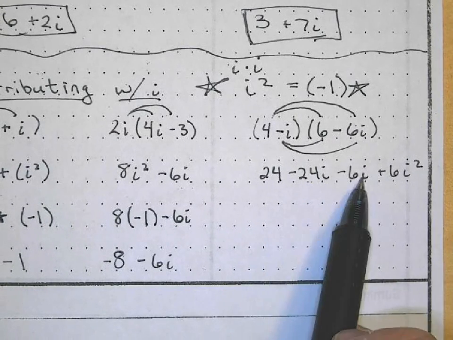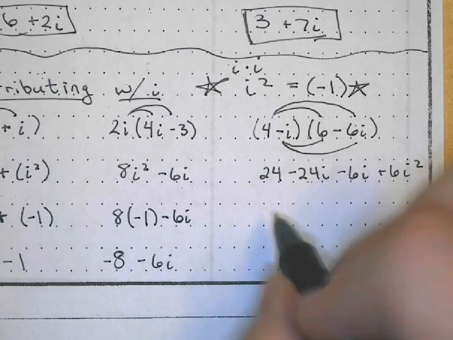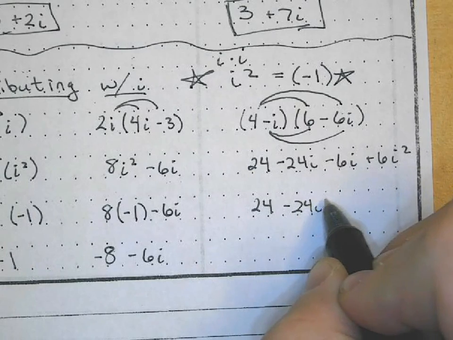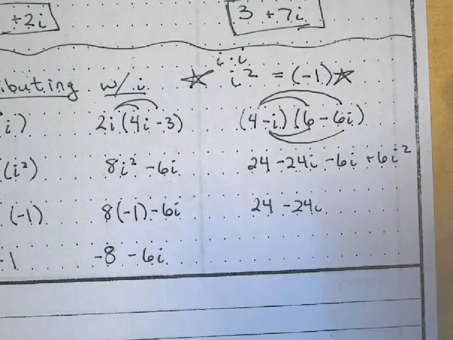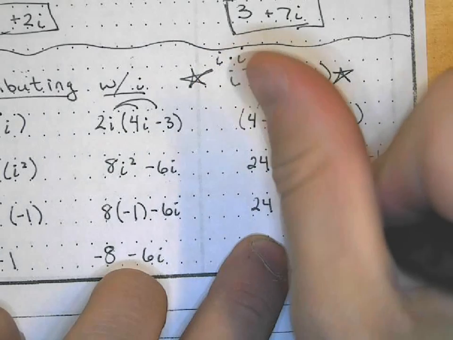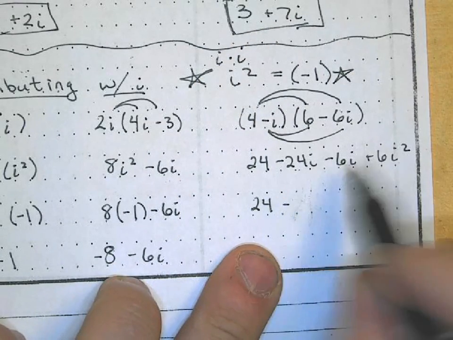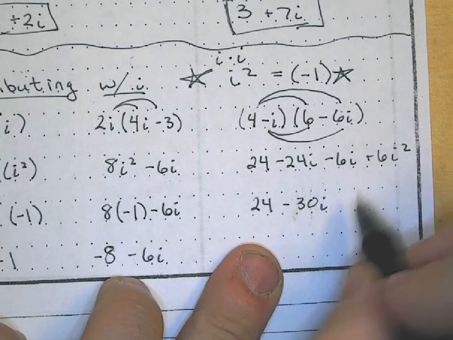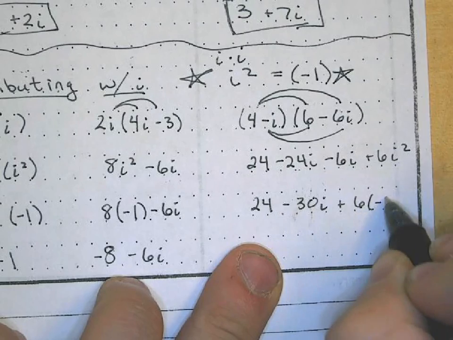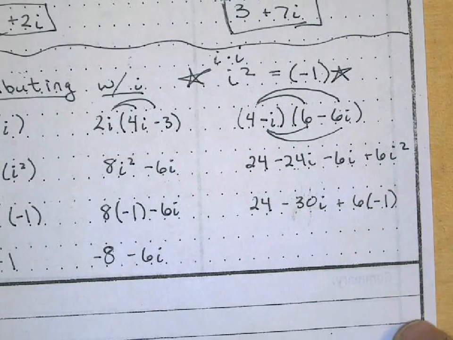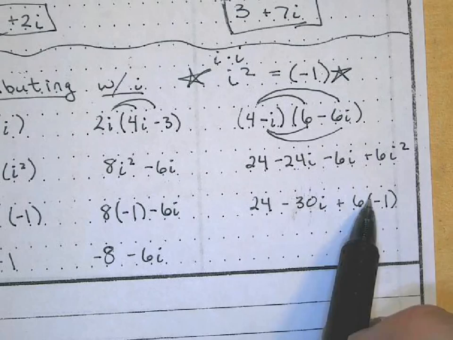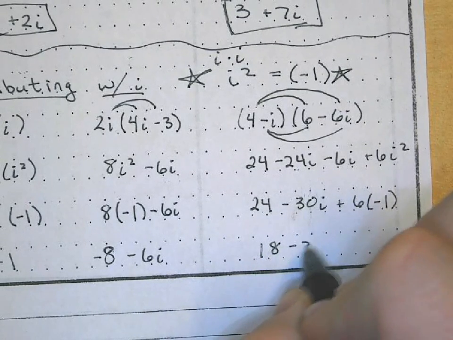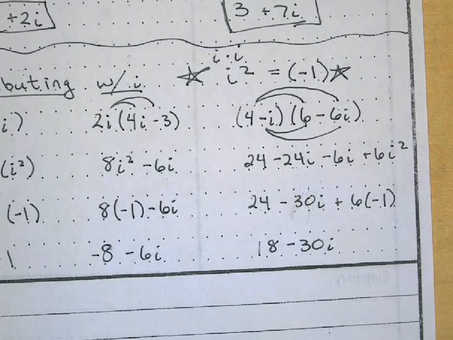Now I need to simplify. I can combine my i's, so it's going to be 24 minus 30i. Combining my like terms, so minus 30i. And I'm going to convert that i squared to negative 1, so I have plus 6 times negative 1. So that's going to be a negative 6. I can go 24 minus 6, so that'll be 18 minus 30i.